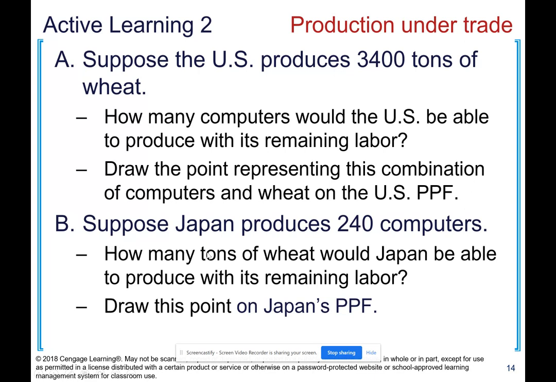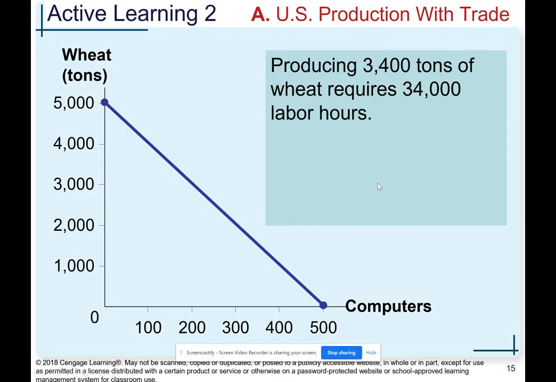What about Japan? Suppose Japan produces 240 computers. How many tons of wheat would Japan be able to produce with its remaining labor? Draw this point on Japan's production possibilities frontier. So let's see a graph.